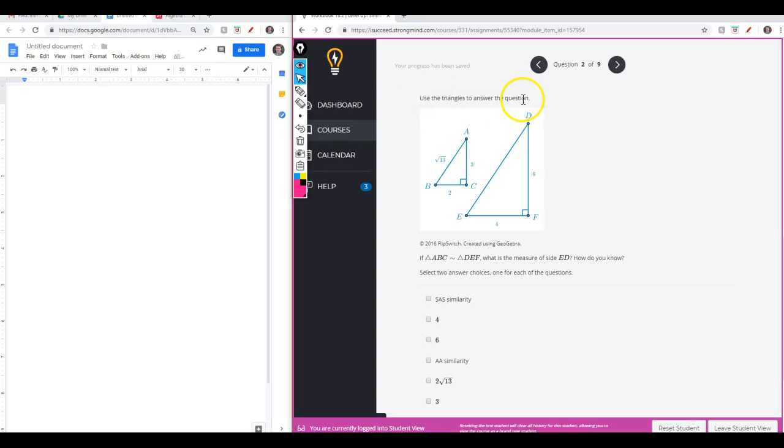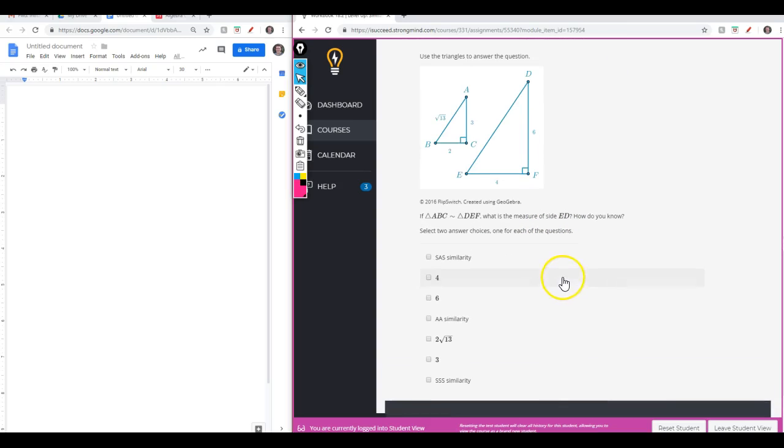Okay, use the triangles to answer the question. If triangle ABC is similar to triangle DEF, what is the measure of side, the distance of ED? How do you know? Select two answer choices, one for each of the questions. So they are giving us the how do you know option. They're giving us side angle side similarity, angle angle similarity, or side side side similarity.